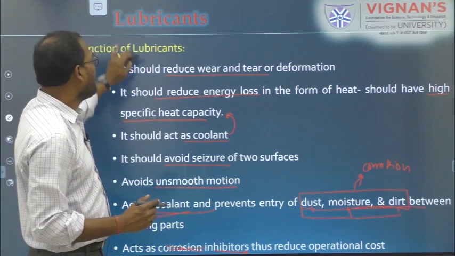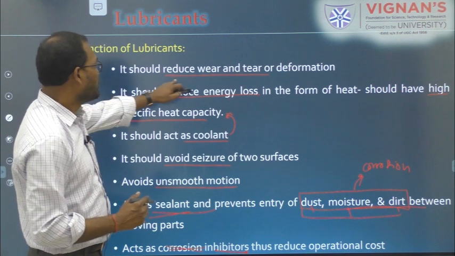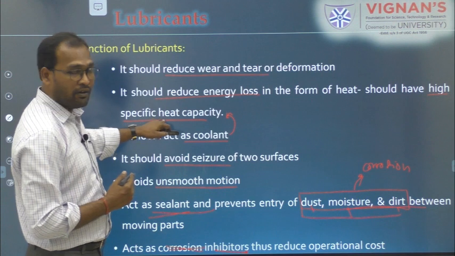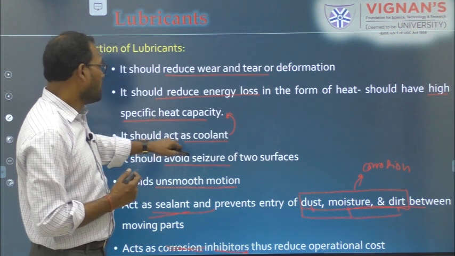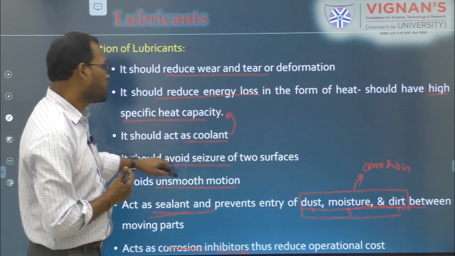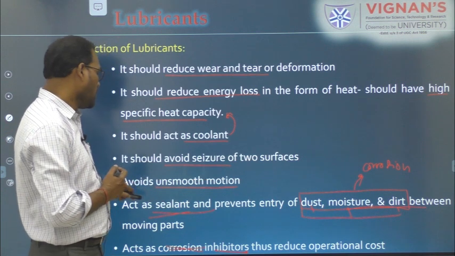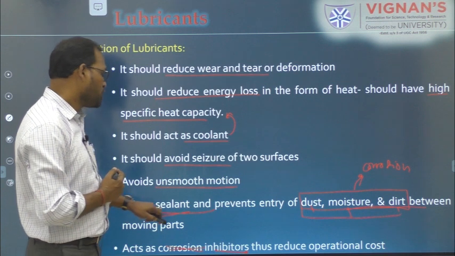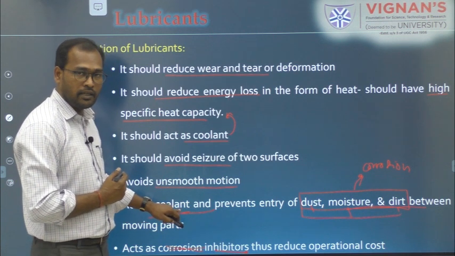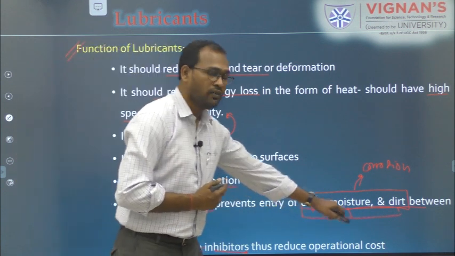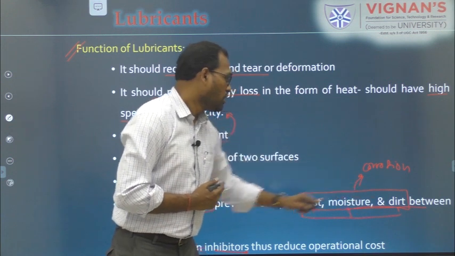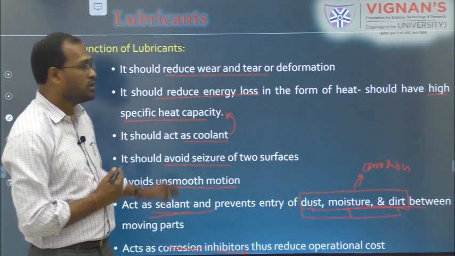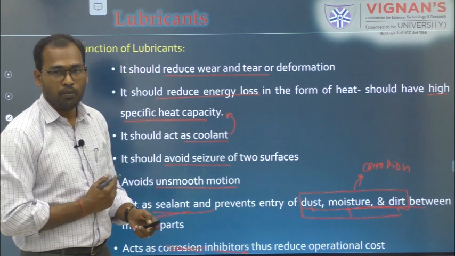So these are the functions of a lubricant. It should reduce wear and tear, it should reduce the energy loss, it should have a very high specific heat capacity, it should act as a coolant, it should avoid seizure of two surfaces, it should avoid unsmooth motion, and it should act as a sealant, and it should prevent entry of dust, moisture or dirt, and it should act as a corrosion inhibitor. So these are the functions of a lubricant, right.